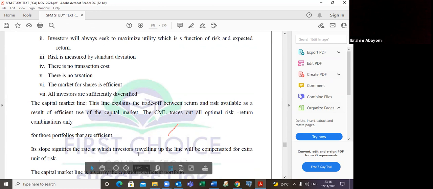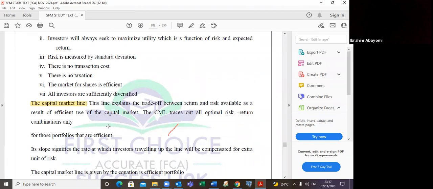Now, let us look at what we mean by the capital market line. A capital market line explains the trade-off between return and risk available as a result of efficient use of the capital market. It explains the relationship between return and risk as a result of efficient use of capital market.